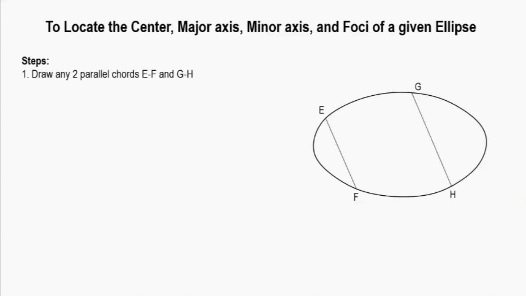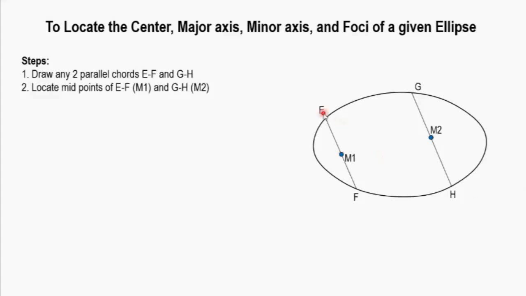Now preferably take them slightly distant away. If they are very close to each other, then there is a possibility of some error in your drawing. So they should be at a slight distance away from each other, not very close to each other. But it is not written here anywhere. Locate the midpoints of EF, that is M1, and the midpoint of GH, that is M2.